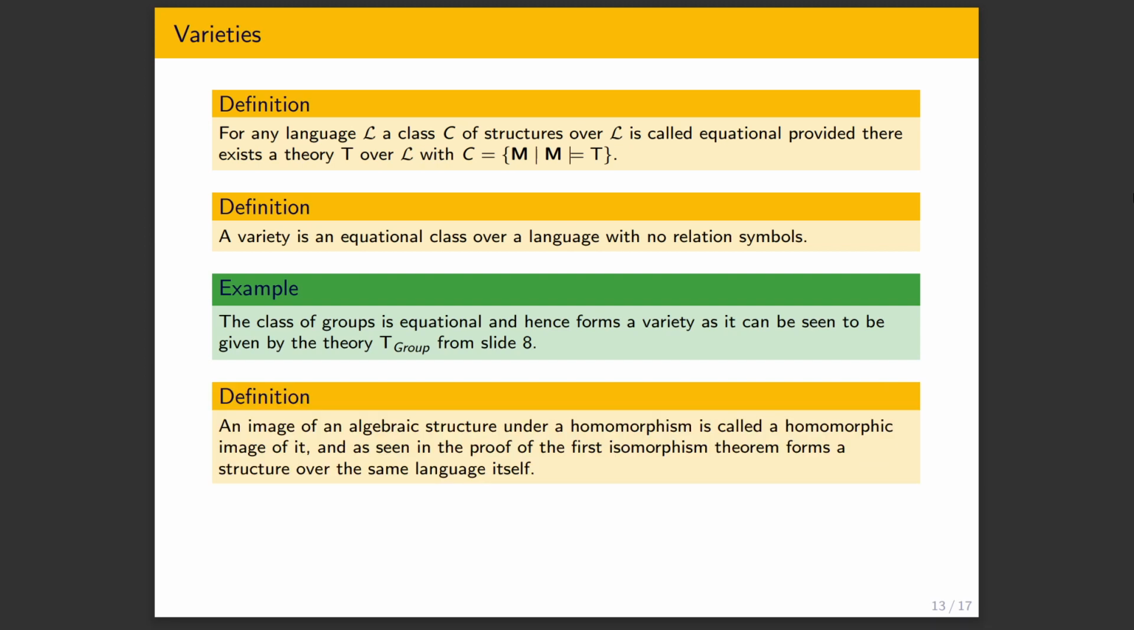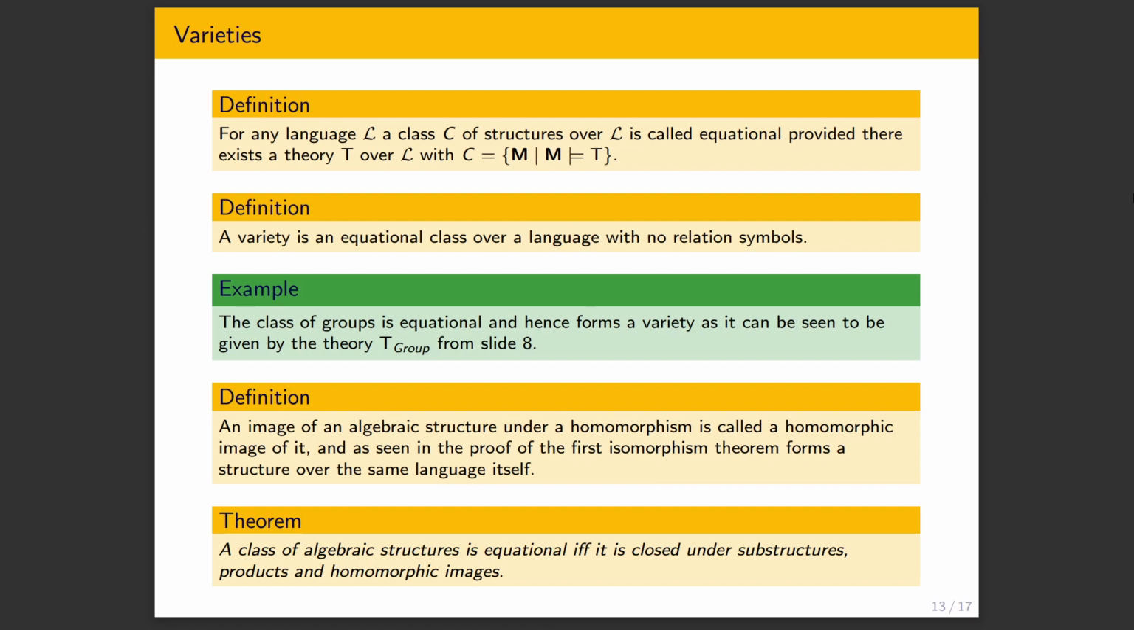So now, here's just something convenient to have. An image of an algebraic structure under a homomorphism is called the homomorphic image, kind of a tautological name as always. And it's a substructure, as noted in the first isomorphism theorem. And so here's, I think, the original definition of a variety. A class of algebraic structures is equational, so it's a variety, precisely when it's closed under products, homomorphic images, and substructures. You can check that these two definitions are equivalent. It's a little bit tricky to do, but with a tiny bit of machinery, you can do this pretty well. So that's another characterization of varieties.